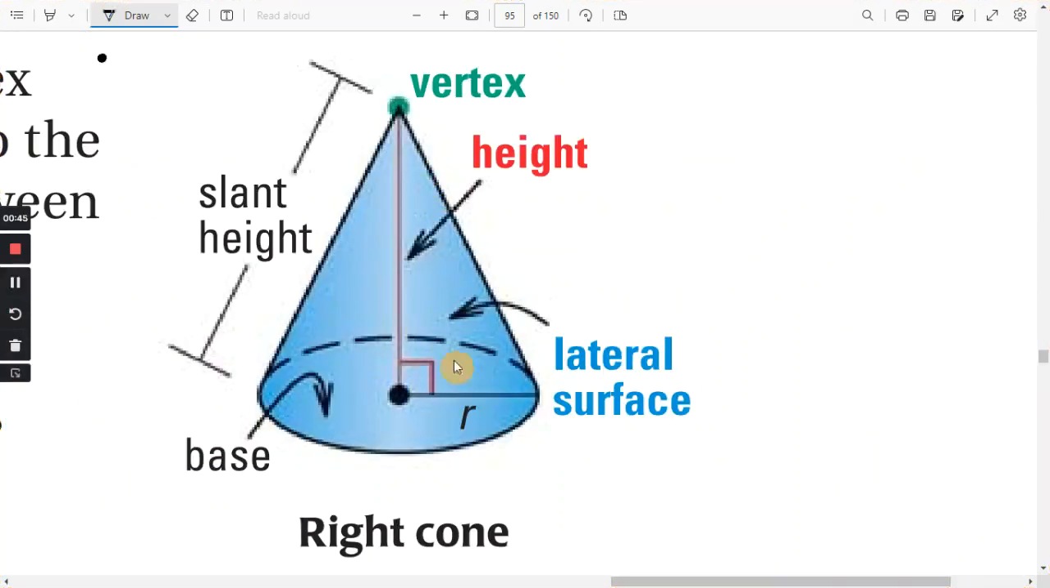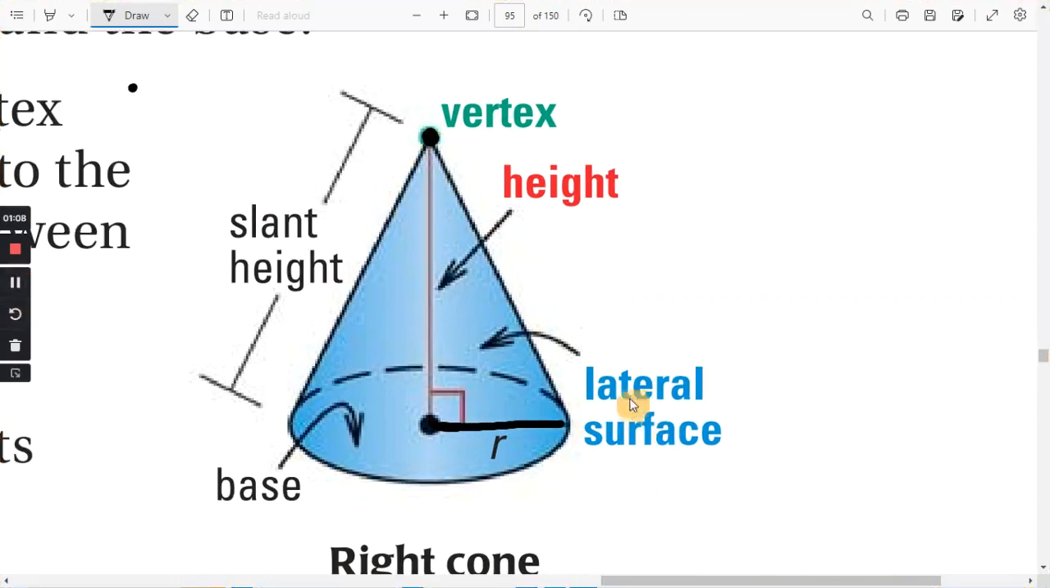Okay, so here's the cone. You can see the base of the cone is a circle, and the radius of the cone is the same as the radius of that circle. So right there is your radius R. And you can see the lateral surface of the cone. Everything on the cone other than the base is the lateral surface, and it meets at a vertex.